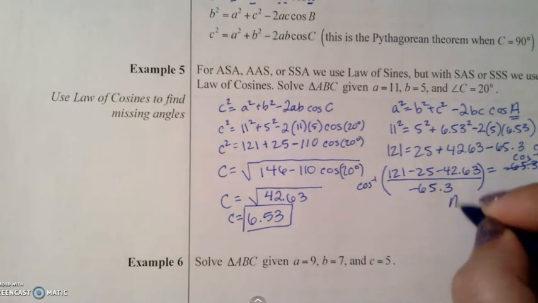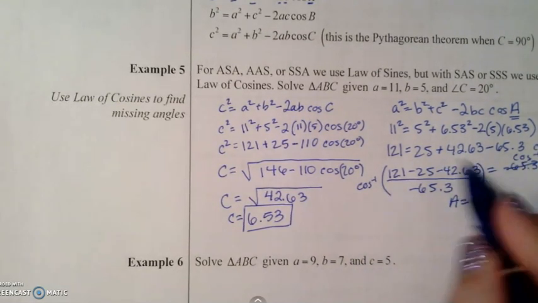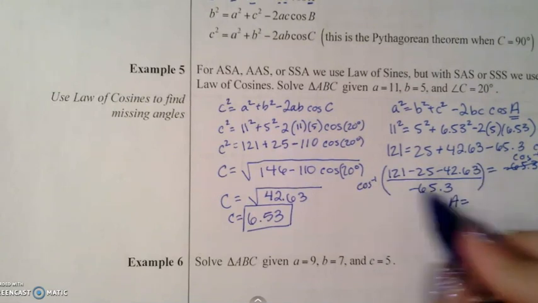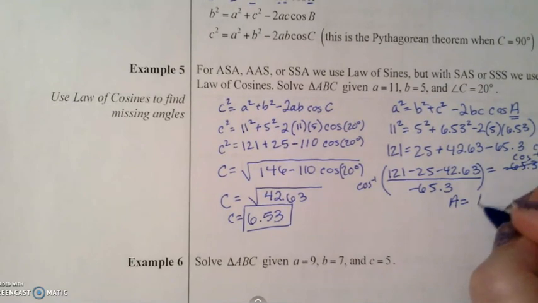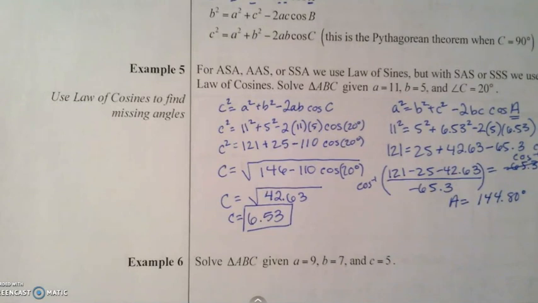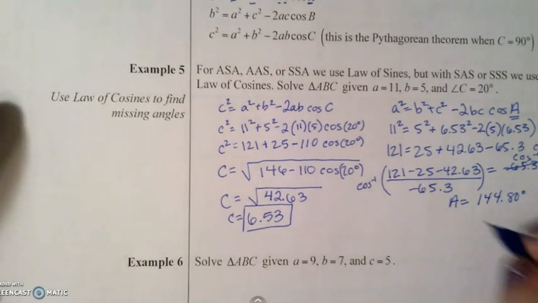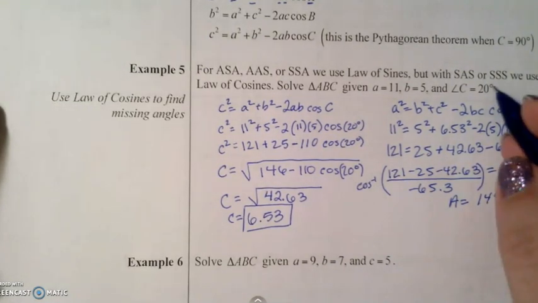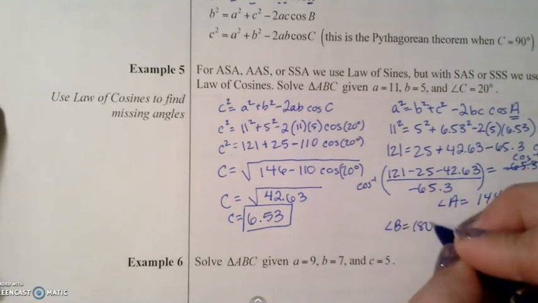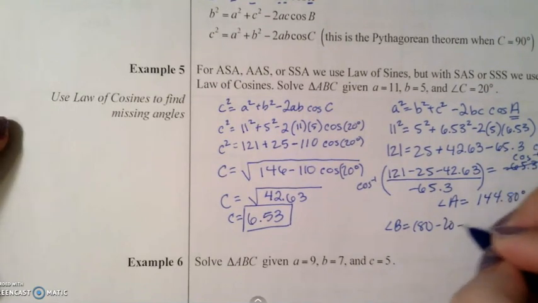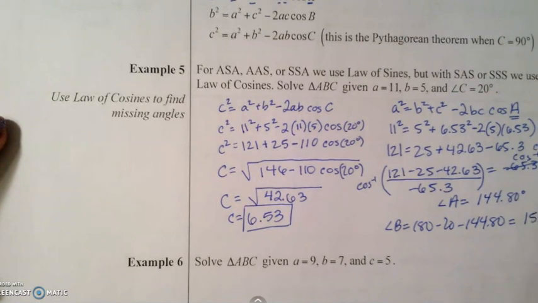So we get that A equals cosine inverse of all of this. It's inverse, so I should end up with an angle, and you should get 144.80 degrees. To find our last remaining angle, so we have angle C and angle A, to find angle B, we have 180 minus 20 minus 144.80, which gives us 15.20 degrees.